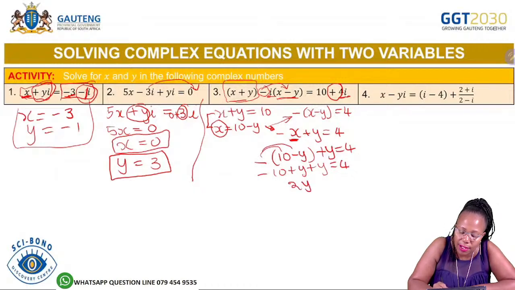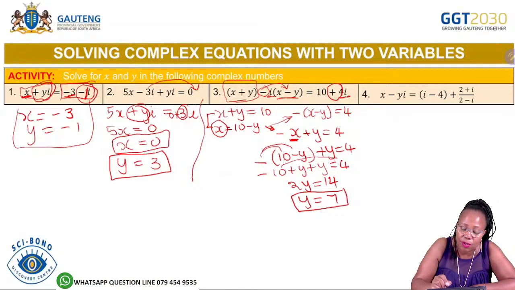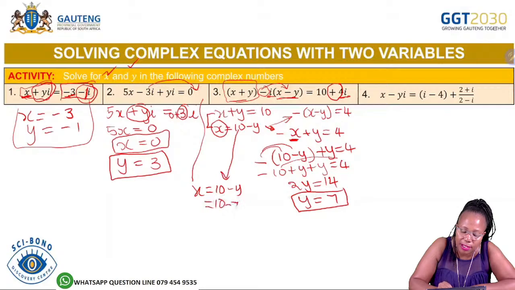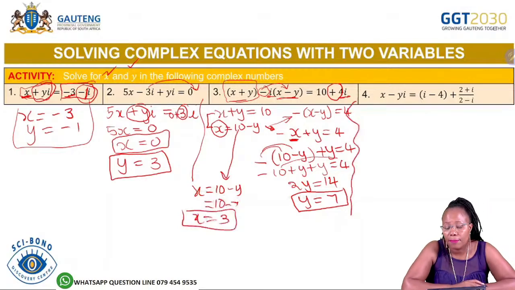So we have 2y. We take minus 10 to this side. It will be 10 plus 4, which is 14. Divide by 2 both sides. y is equal to 7 is the y value now. Remember, we are solving for both x and y, not only y. Solve for x and y. So after having the value of y, we are going to bring back this x equal to 10 minus y and substitute the y value there. It will be 10 minus 7, which is equal to 3. So now, happy, we have the value of x and y.